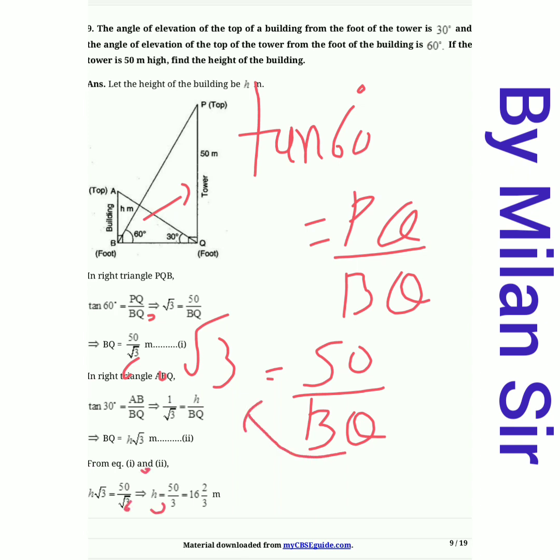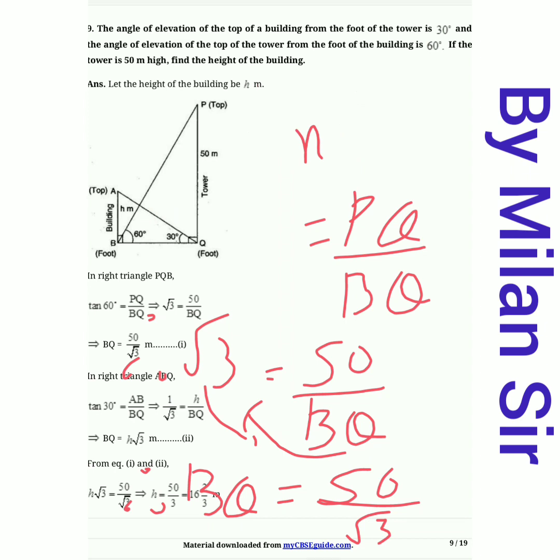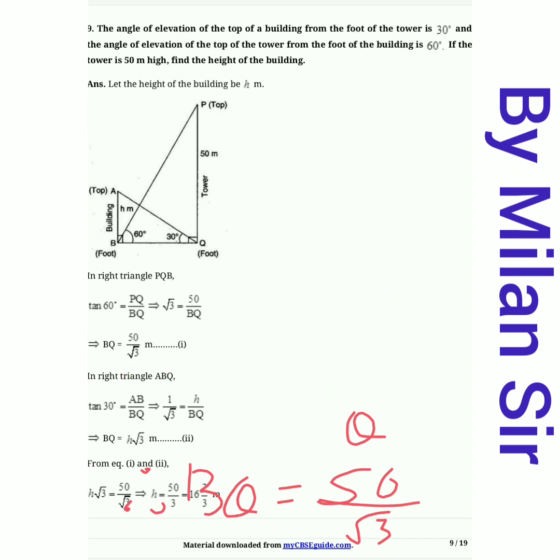So transfer this BQ to the left hand side and transfer this under root 3 to the right hand side. BQ right now is in the denominator, it goes to the numerator. So BQ is equal to 50 as it is. Under root 3 right now is on the left hand side, if we transfer to the right hand side, it goes to the denominator. So BQ is equal to 50 upon under root 3. Right now BQ is not our answer, that's why we do not rationalize it. Now put this value in the second triangle.